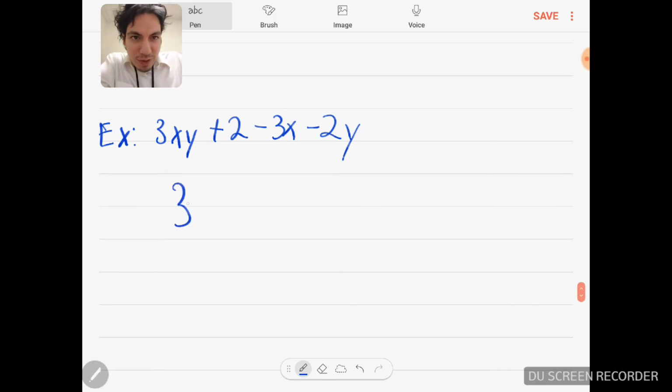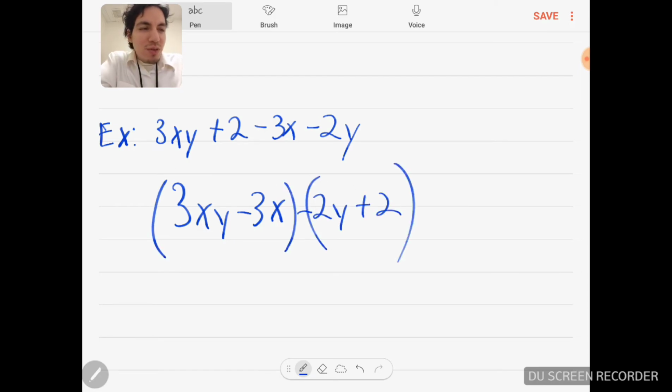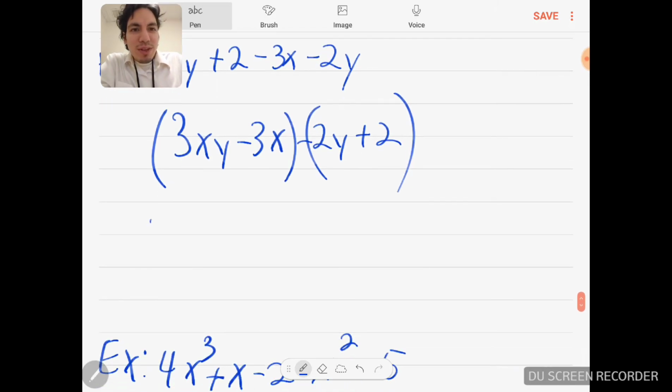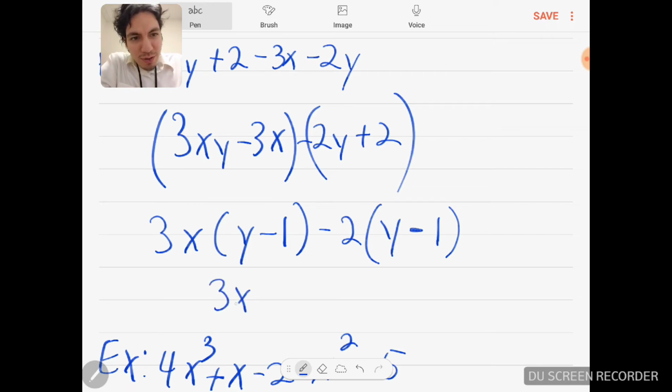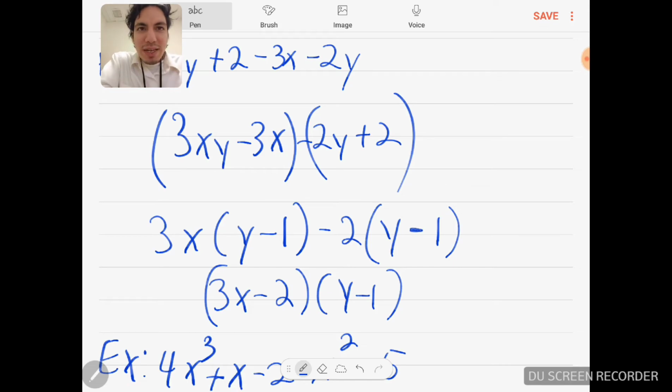Same idea. We write this as 3xy minus 3x minus 2y plus 2. You group like terms, and I'm left with 3x times y minus 1. Then I factor out a negative 2. So therefore, what's left is negative 1, y negative 1, because we have to get back the same terms. So I'm left with 3x minus 2 times y minus 1. And that's my answer. Hopefully you're getting the rhythm of this thing at this point.